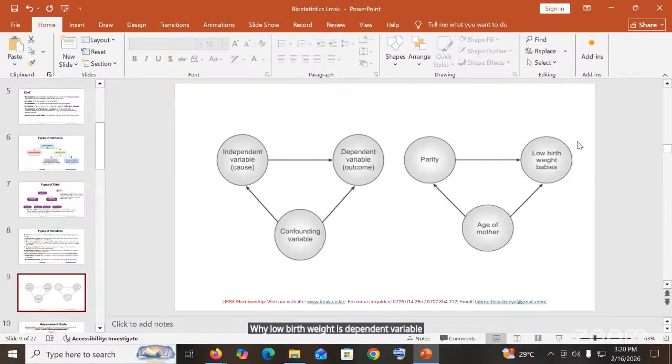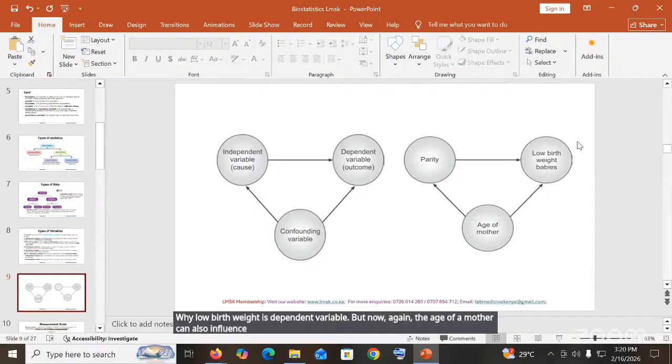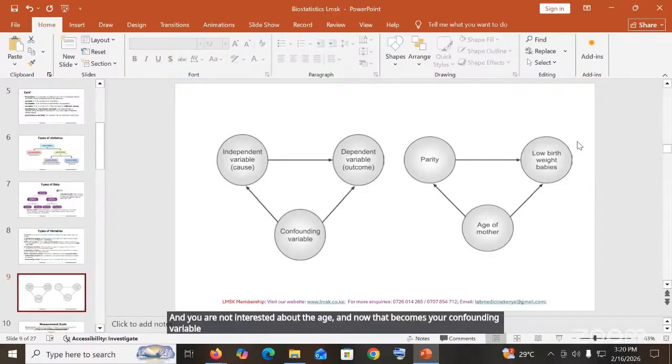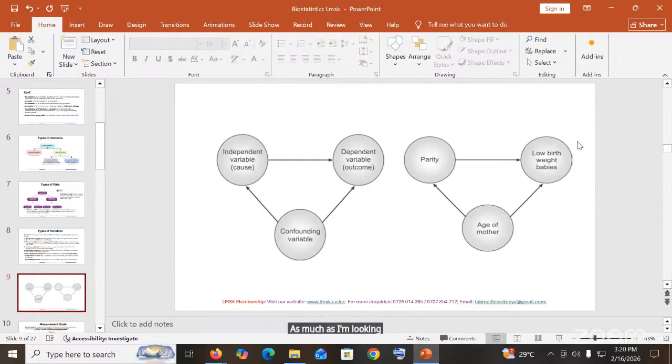But now again, the age of a mother can also influence the birth weight, and you are not interested in the age, and now that becomes your confounding variable. So while analyzing data, this is key, that you need to understand that this might be a confounding variable for me. It has potential association with low birth weight as much as I'm looking at parity as my independent variable.